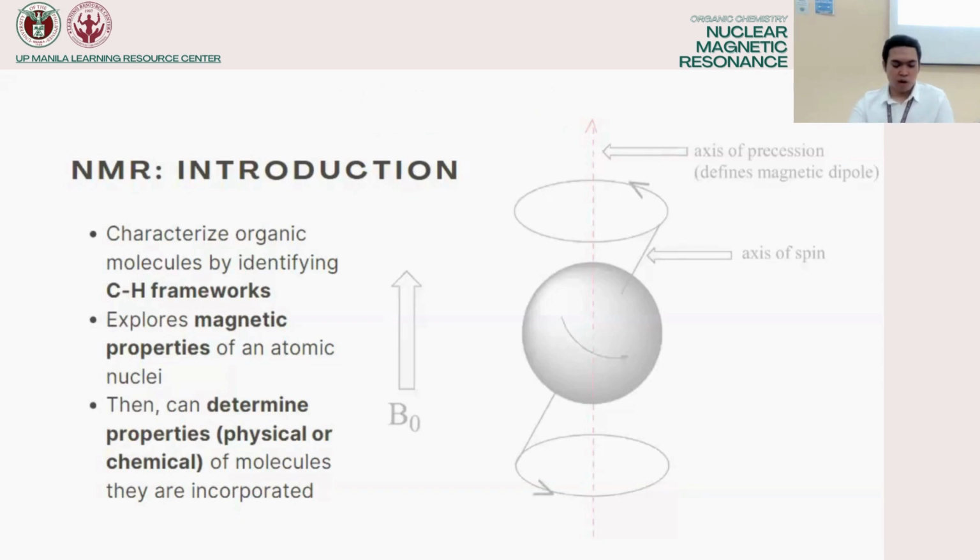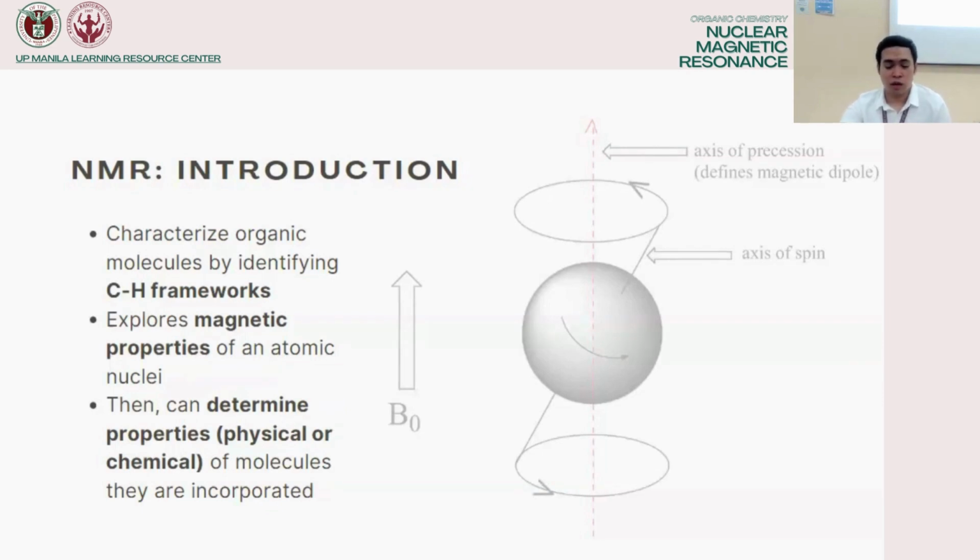So NMR explores the magnetic properties of atomic nuclei. Why? These atomic nuclei, when they spin on their axis, can induce magnetic fields. Later, we will show that too. Why is that? Different atoms, or nuclei, can induce different types of magnetic fields, hence different types of signals. So we can determine the properties, either physical or chemical, of the molecules they are incorporated in. So how does that happen?